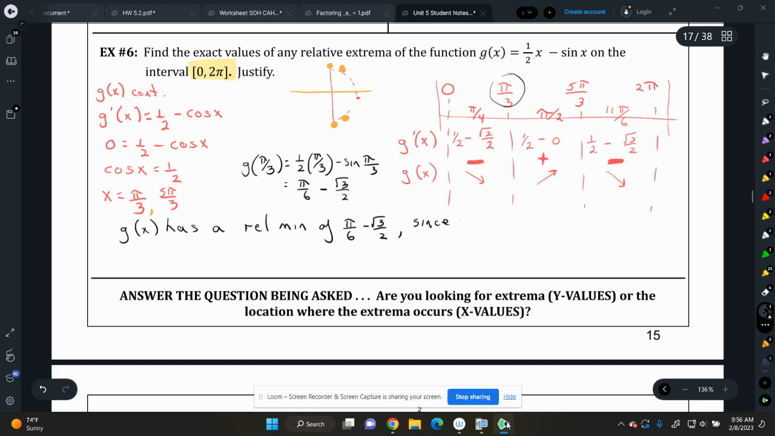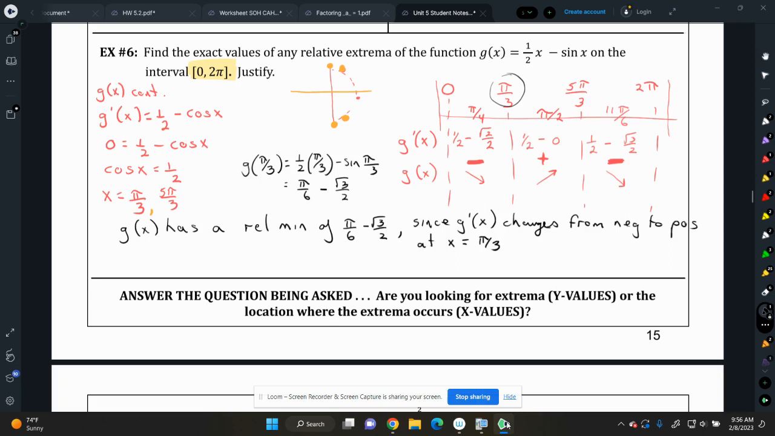Since g prime of x changes from negative to positive at x equals pi over 3. Okay, see if you can state the relative, yes, question.